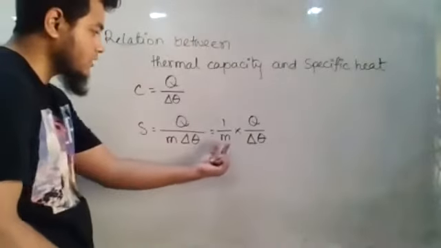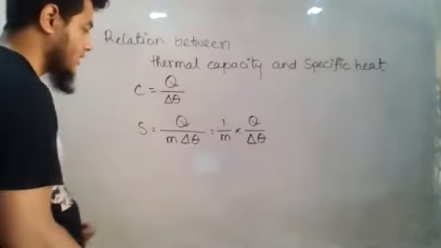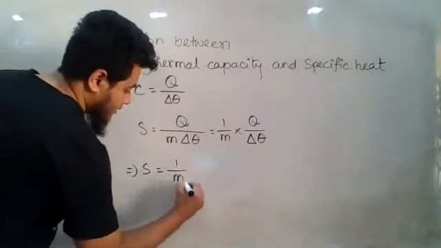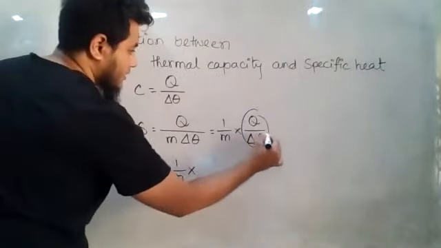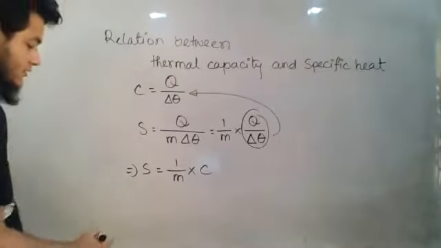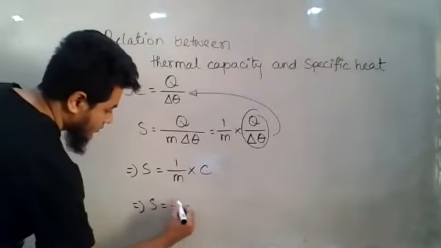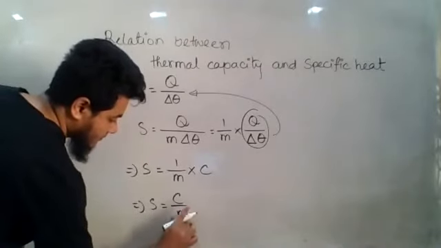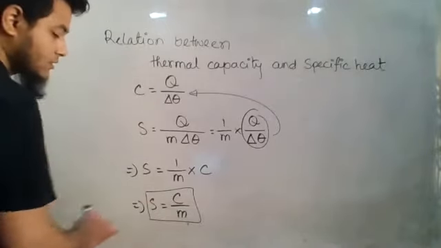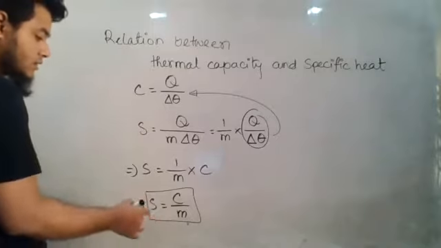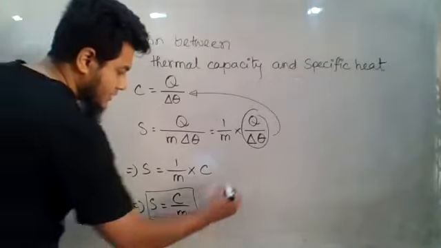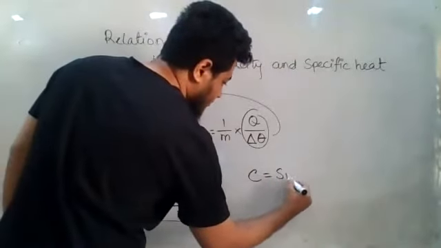As it is in the denominator, it will be 1 by M into Q by del theta. I can write it in this way. Then 1 by M, let it be there, but Q by del theta, let us replace by C. So I can write C here, right? So S will be equal to C divided by M. So this is one equation which relates the specific heat and thermal capacity. But if I want, I can write it in this way also. If the M is cross multiplied with S, then the equation will be C is equal to S M.